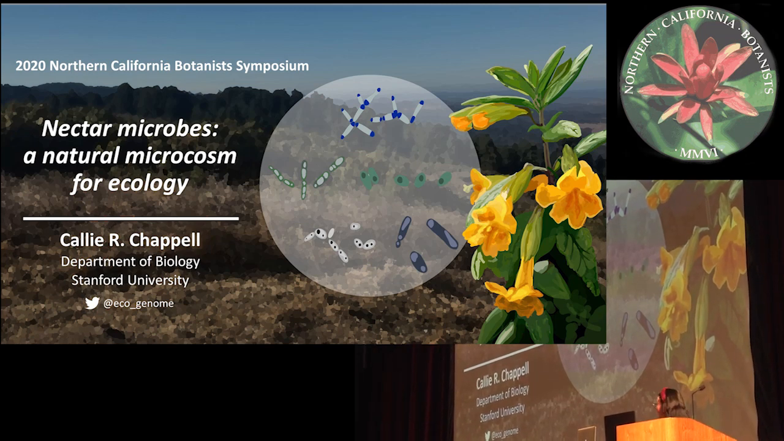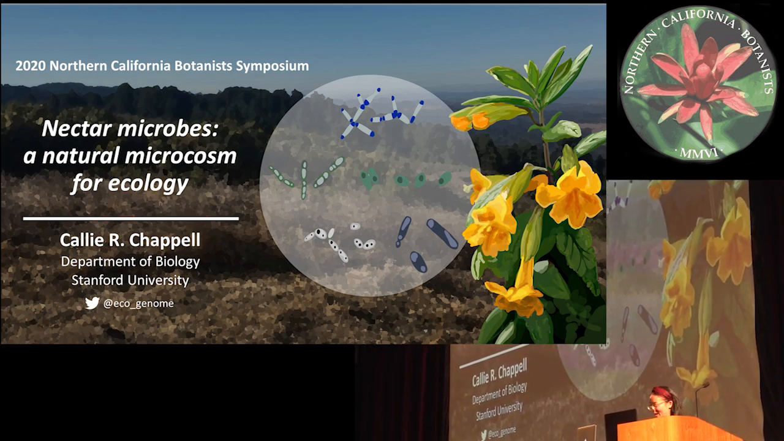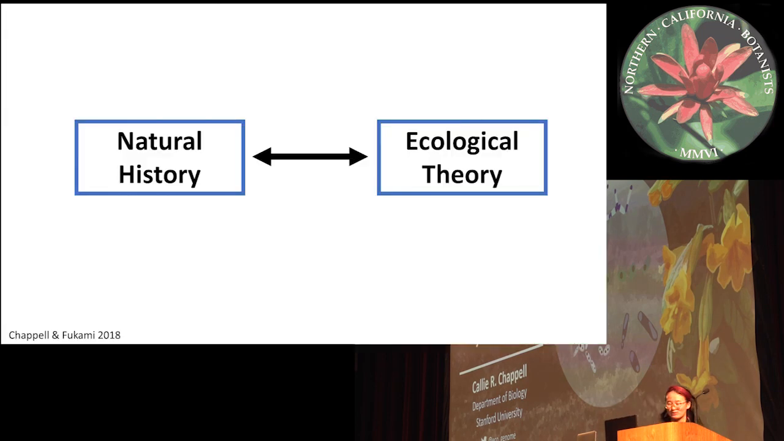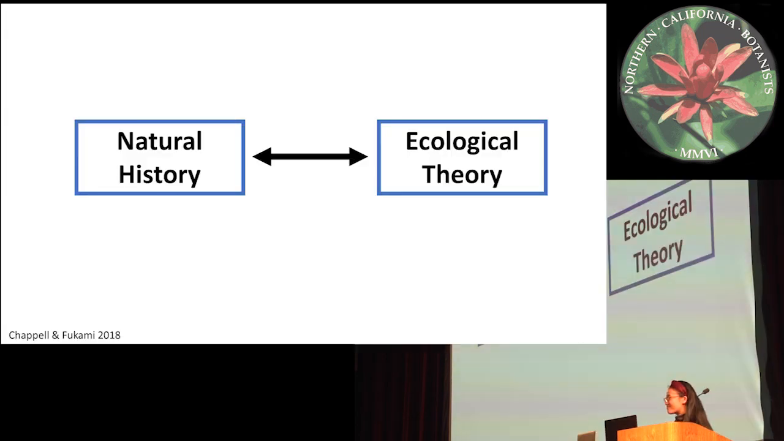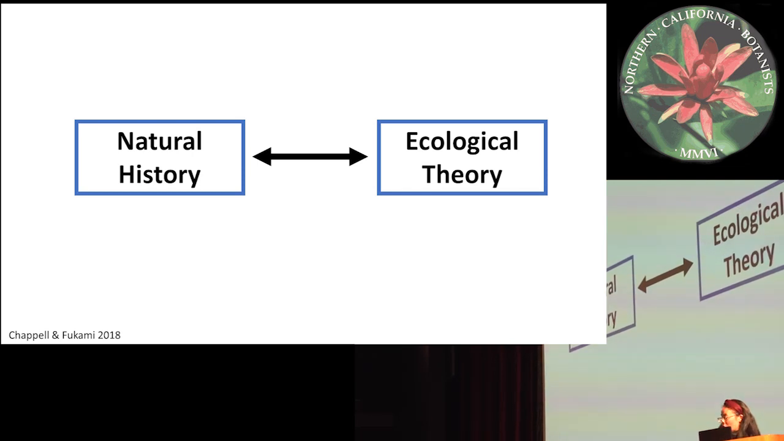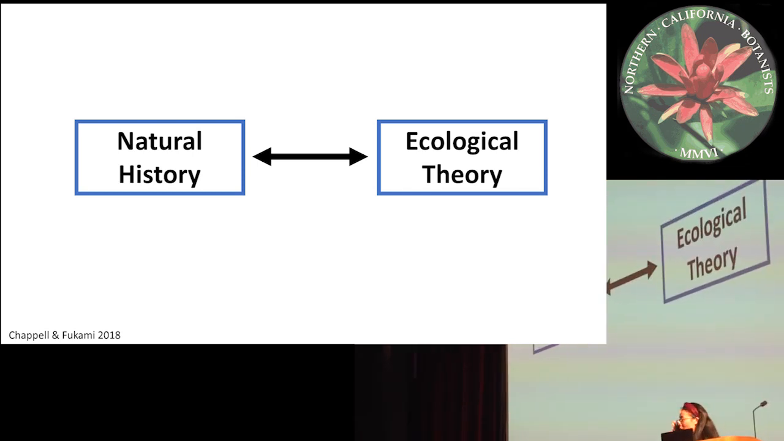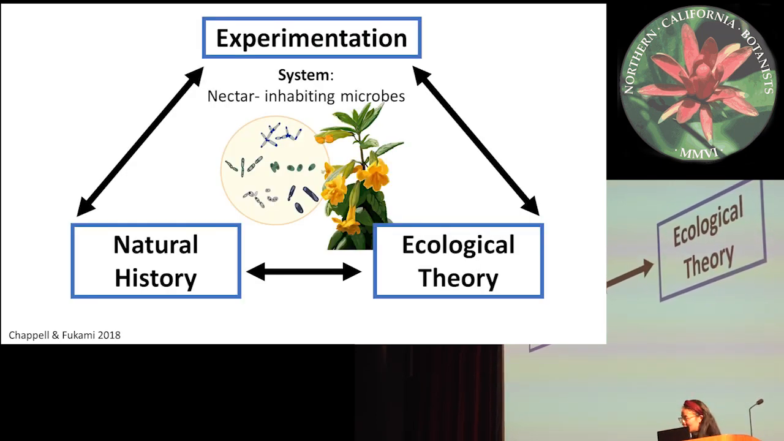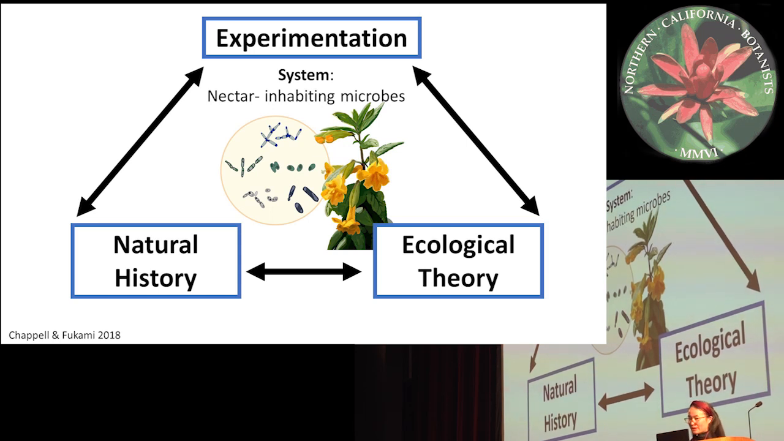So I am here to talk to you about my favorite plant-biotic interaction, which is the interaction between plants and the microbes that inhabit floral nectar. So again, thank you for that shout out earlier. This was a really great setup for my talk. So I'm going to tell you about one key interaction between natural history and what our lab's really focused on, ecological theory. We are really interested in using field experiments and also just observations in the field to inform broader questions about how we think about community processes. And the system that we use are these nectar-inhabiting microbes.